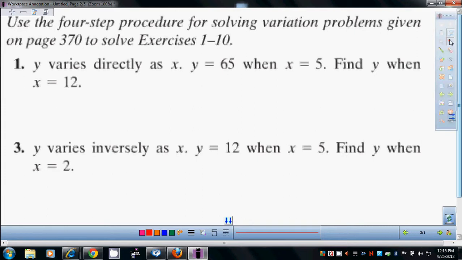all of these are going to start like this. Anytime you see Y varies, you write Y equals, because you're about to write an equation that's going to help us solve for our unknown constant. And I'll talk more about that in a second. So when you see the word Y varies, it means you're going to set up an equation that says how things are related to Y.